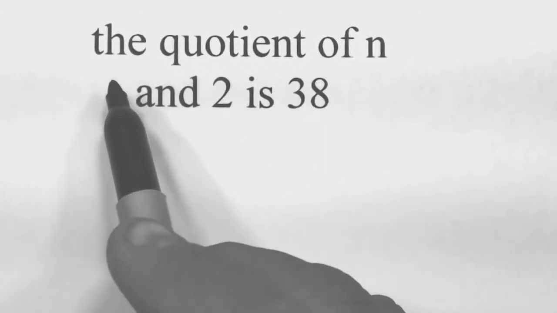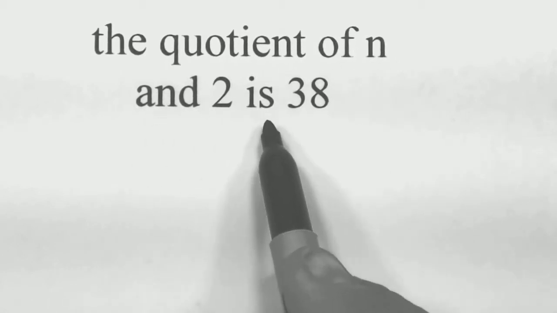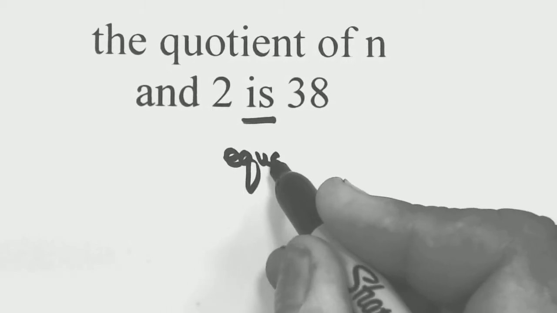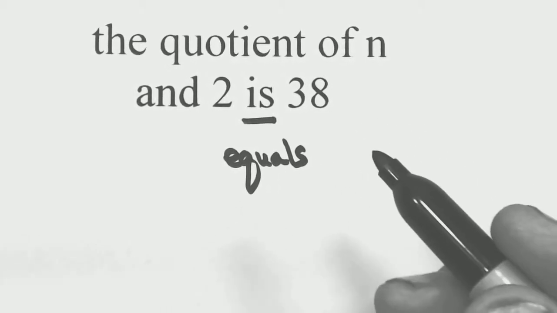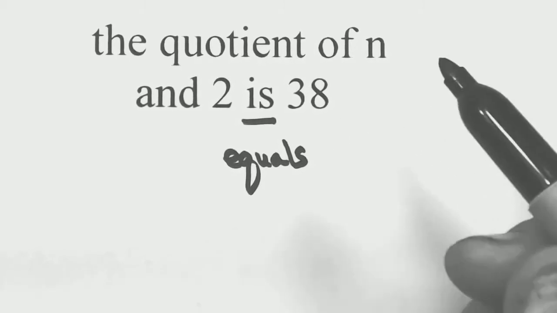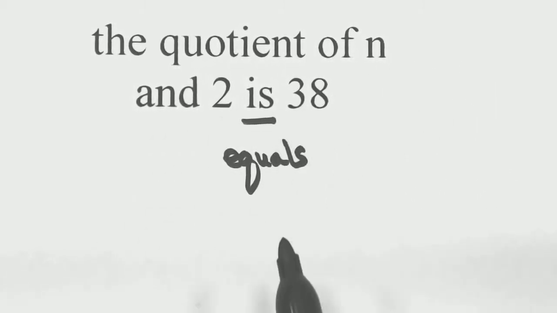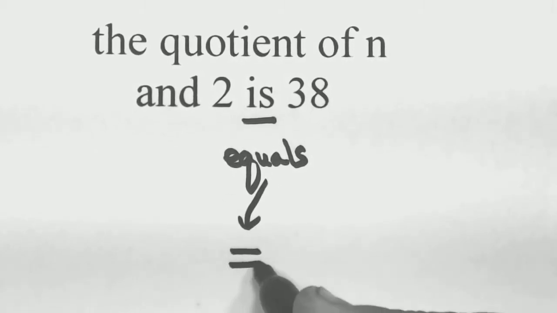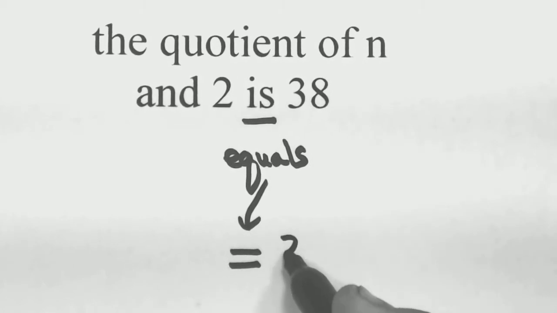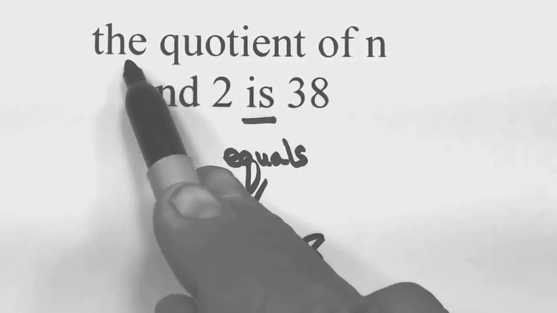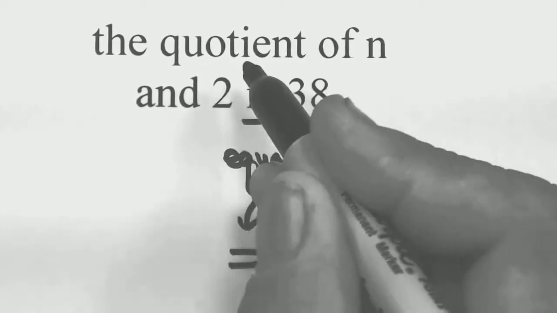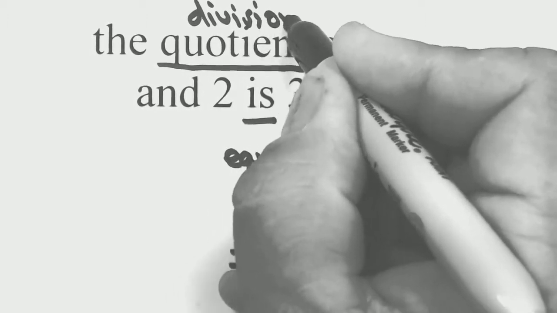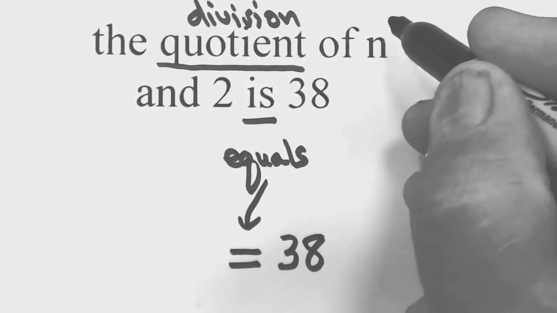Well, here's our last example. The quotient of n and 2 is 38. Here's the "is," and again, it can be replaced with equals, and it will not change the meaning of what we're talking about here. "The quotient of n and 2 equals 38" means exactly the same thing. So the equal sign goes here. What's to the right of the equal sign? 38. What's to the left? The quotient of n and 2. Quotient, of course, means division, but it is the special word where we assume correct left to right order.